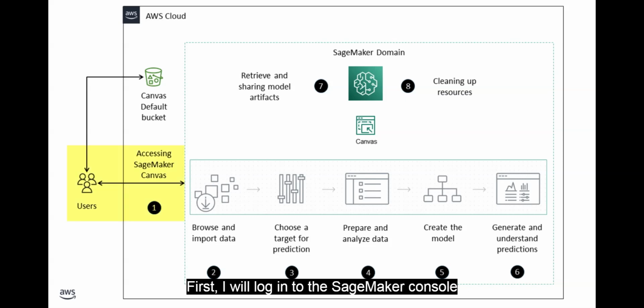First, I will log into the SageMaker console as a user who doesn't have an administrator role. Note that I already used an administrator user to create a SageMaker domain and grant the AWS Identity and Access Management, also known as IAM, permissions that this user needs to use SageMaker Canvas.